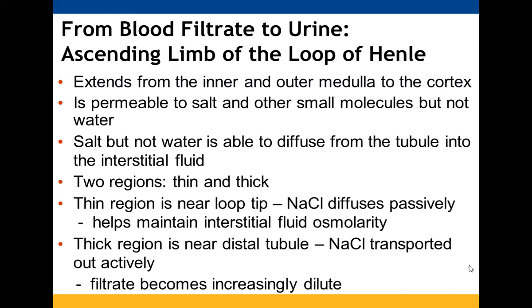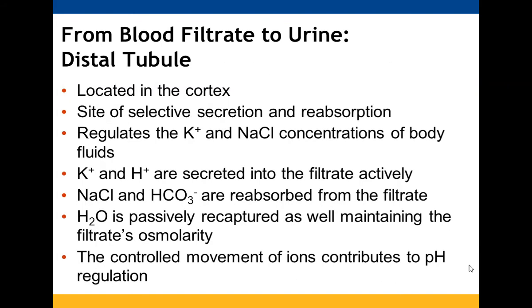There are two regions for this loop of Henle. The thin region is where salt moves passively. The thick is where energy has to be expended because we're using a concentration gradient to move NaCl out. So as we do this, our filtrate is becoming more dilute since we're losing the ions that are present in it. Within the distal tubule, the osmolarity of the filtrate remains pretty constant.